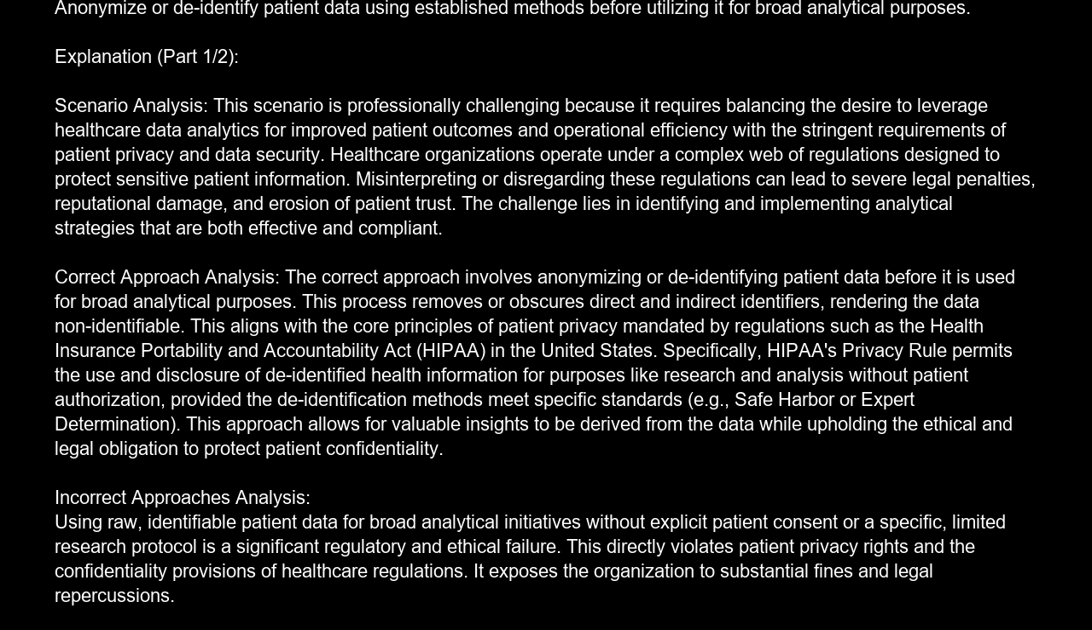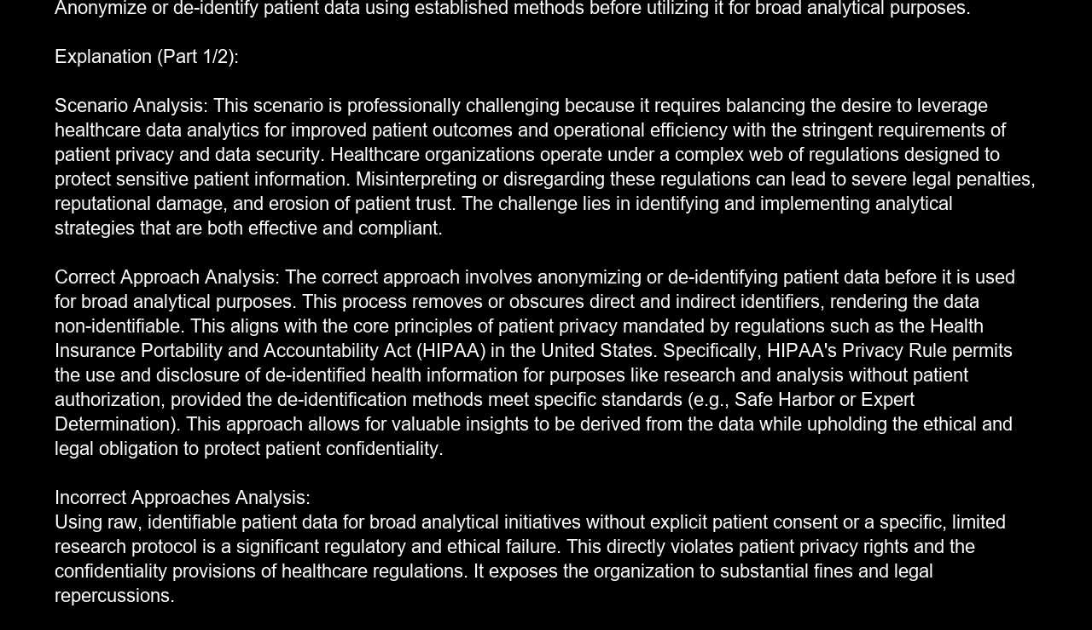Correct approach analysis. The correct approach involves anonymizing or de-identifying patient data before it is used for broad analytical purposes. This process removes or obscures direct and indirect identifiers, rendering the data non-identifiable. This aligns with the core principles of patient privacy, mandated by regulations such as the Health Insurance Portability and Accountability Act, HIPAA, in the United States.